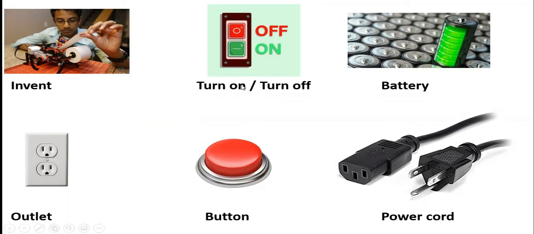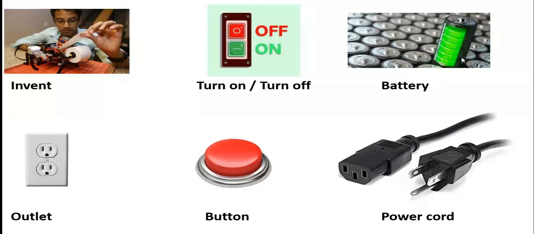Then we have turn on and turn off. When you want to turn something on, it means that you want to give life to it, that you want to use it, and the device is going to be responding to you. So when you are in the darkness and you need light, you turn on the light. But when you go to sleep, you turn off the light because you do not use the light anymore, right? So you either give power to it or you take the power away.